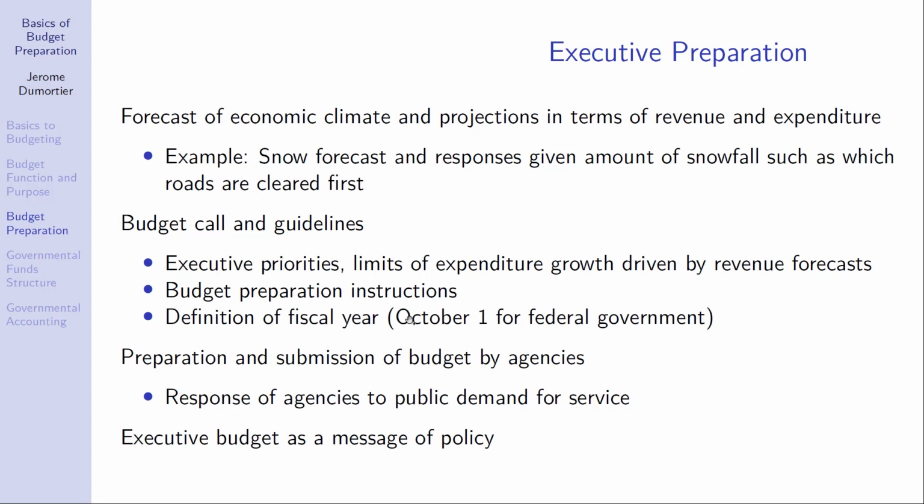A budget call and guidelines, of course, also has budget preparation instructions and a definition of the fiscal year. For the federal government, the fiscal year starts on October 1. Once the agencies or the individual units evaluate how they are going to provide goods and services demanded by the public, they prepare and submit a budget to the executive branch.